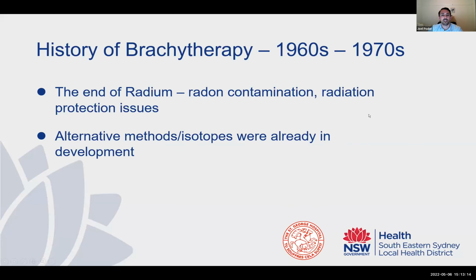Back in the 1960s and 70s, there was no afterloading. A lot of the radiation sources and the radium needles were placed manually, either on or inside the patients. There's radon contamination due to the decay of the radium. So there were a lot of radiation protection issues that were beginning to be recognized. Luckily, at around this same time, a number of alternative methods and isotopes were being developed to move away from radium.